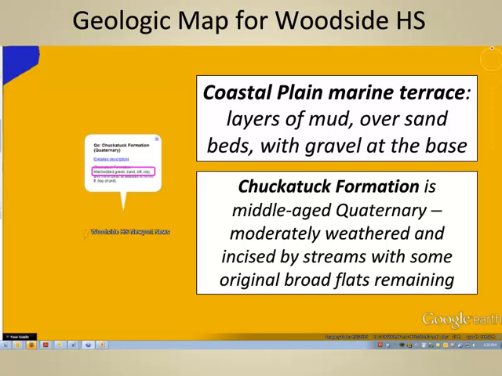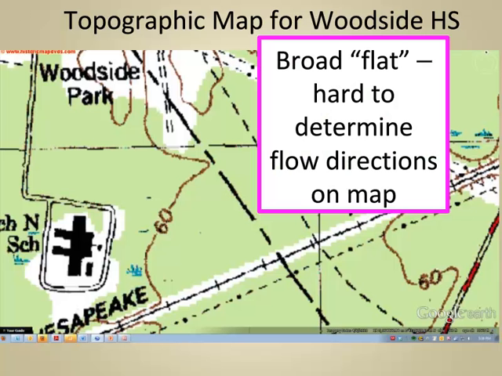Turns out the Chuckatuck Formation is not the oldest. There are older surfaces that formed when the sea level was even higher, farther to the west, and younger, farther to the east. So we call this sort of a middle-aged Quaternary unit. It's going to be moderately weathered. There are going to be some streams that have cut valleys down into this, but you do still have a lot of broad flats, like the one we're seeing here, remaining on this middle-aged surface.